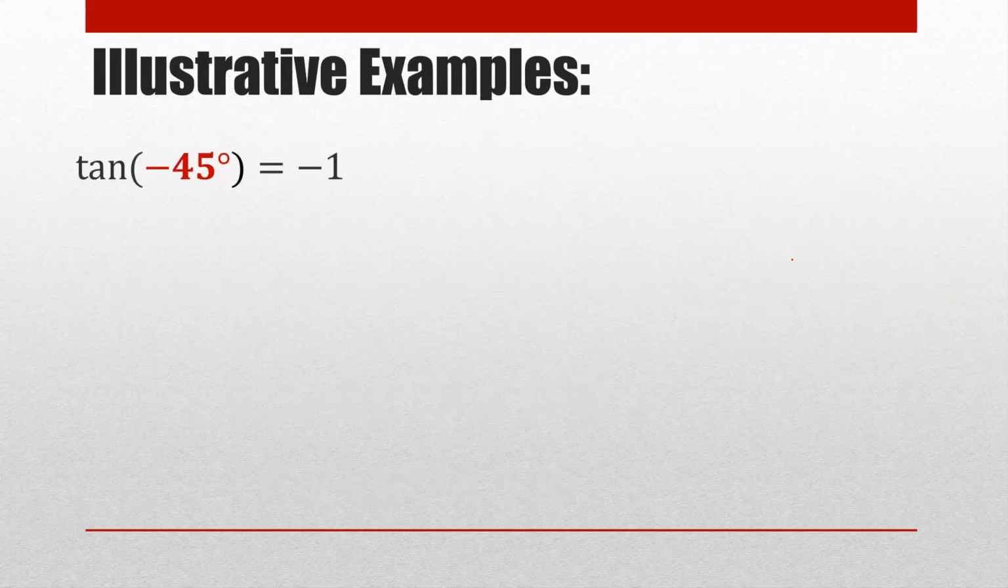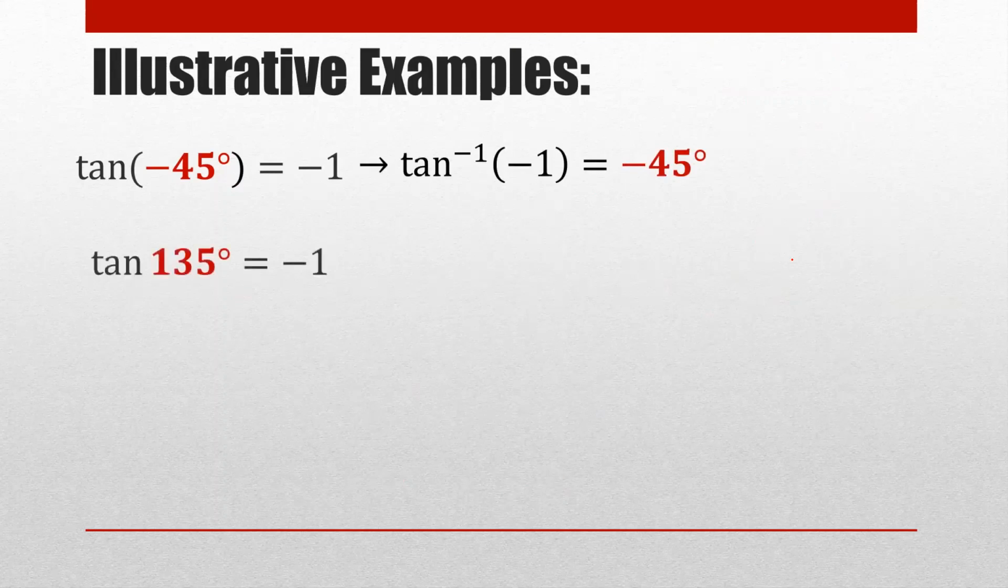So, pag tangent of negative 45 degrees naman natin, alam natin that's equal to negative 1. Remember, these are just illustrative examples. So, pag kinuha natin yung arctan of negative 1, that is negative 45 degrees. Pero alam din natin the tangent of 135 degrees, this is located on the second quadrant. This is located on the fourth quadrant. That's why for both of these, our tangent function values are negative. So arctan of negative 1, negative 45 degrees pa rin.